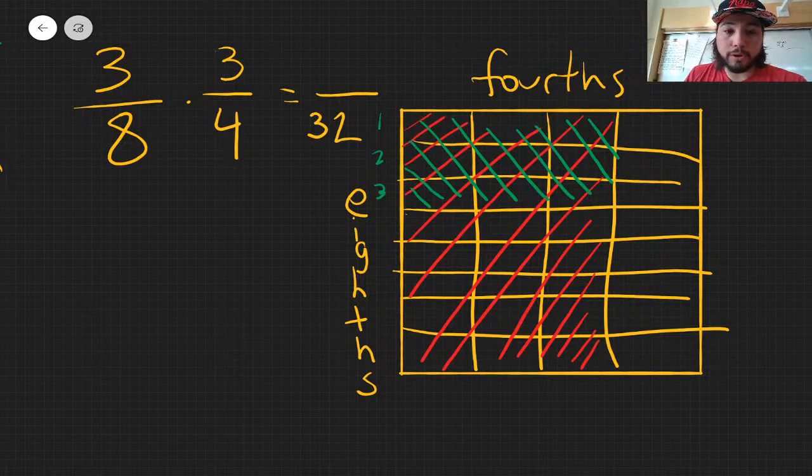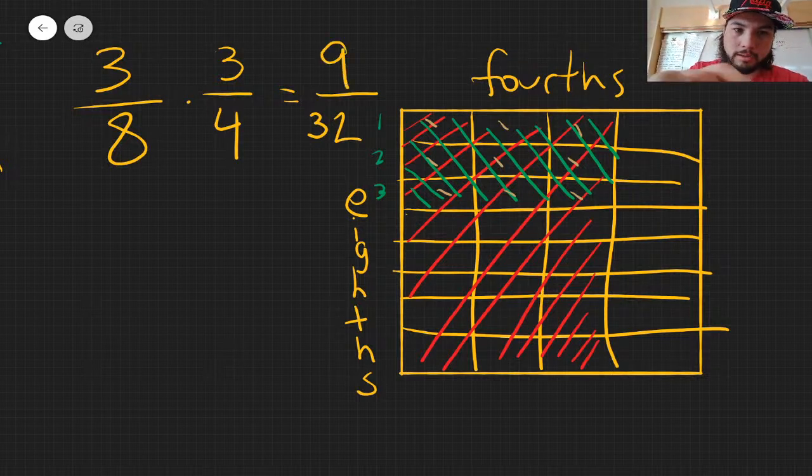were shaded in both ways? We started with 3/4, and we want to know 3/8 of those 3/4. We end up with, in gold, 1, 2, 3, 4, 5, 6, 7, 8, 9. 9 32nds, which confirms our algorithm of multiplying straight across. 3 times 3 is 9. 8 times 4 is 32.